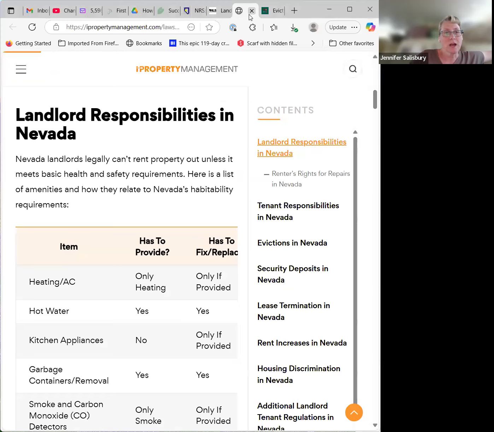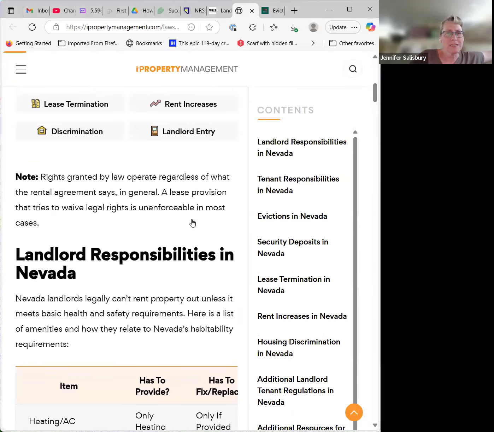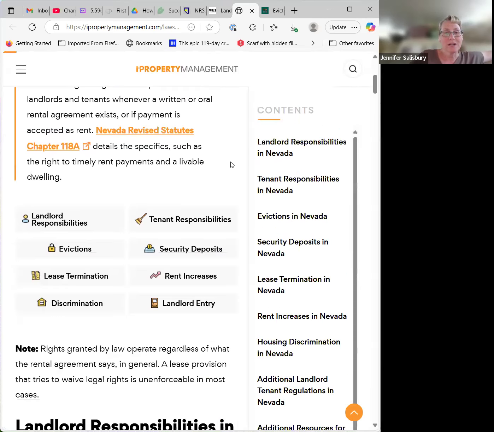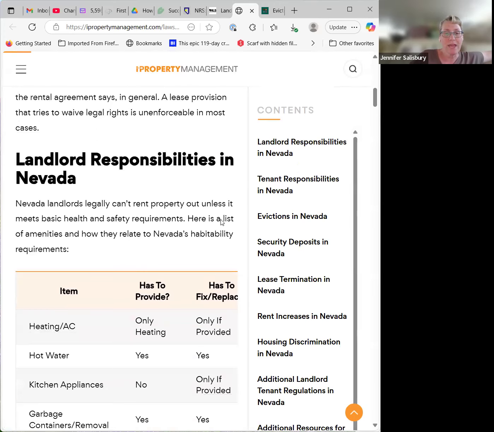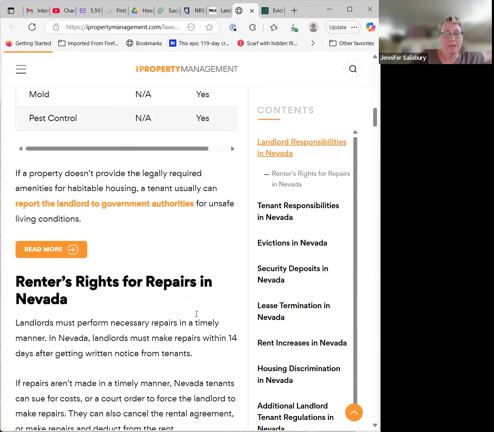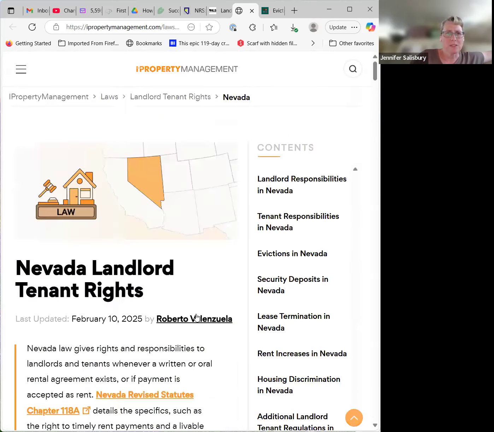And then let's just do a couple more. I've got landlord responsibilities in Nevada. Now, this is from iProperty Management, which is a national website. They do all kinds of things. I'm not endorsing them. I'm just saying there is some other guidance in here that you might find interesting. They have a very interesting way to line up what's required, what has to be fixed and what not in Nevada. And it's not just Nevada. They actually have other locations as well.